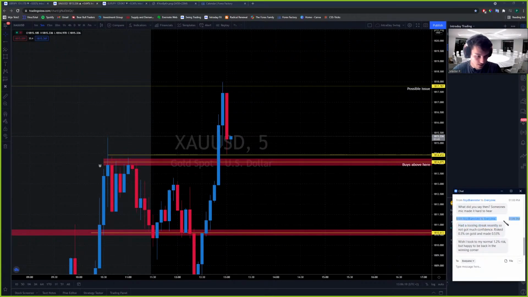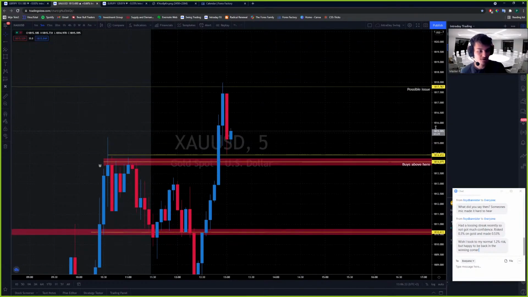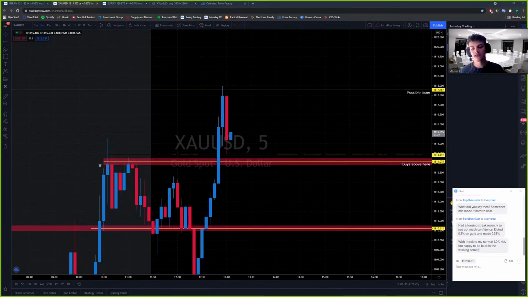Had a losing streak recently, so not got much confidence. Risked 0.3% on gold and made 0.5%. Wish I took my normal 1.2% risk, but happy to be back on the winning corner. That's amazing, yeah. I think a form of risk management as well is identifying that you're in a losing streak or losing period and then dialing back your risk. And then as you're in a winning streak, you increase your risk.